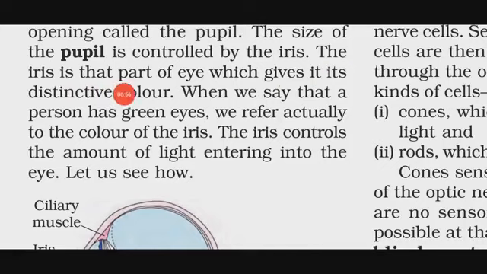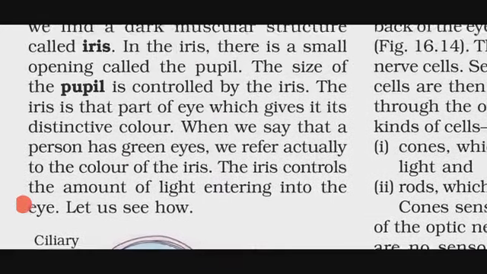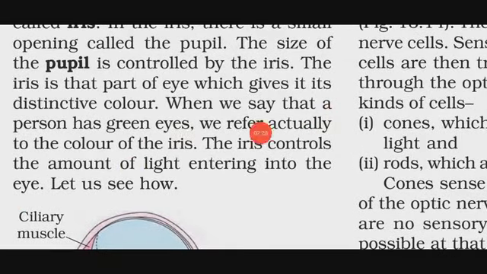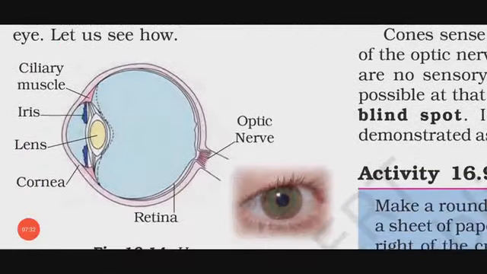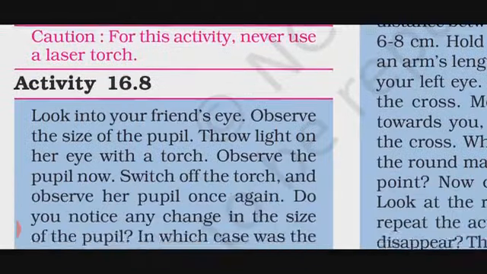So this iris is the part of the eye which gives it its distinctive color. That means this color can vary from person to person. And when we say that a person has green eyes, we actually refer to the color of the iris. And the iris controls the amount of light entering the eye. Let's see how.